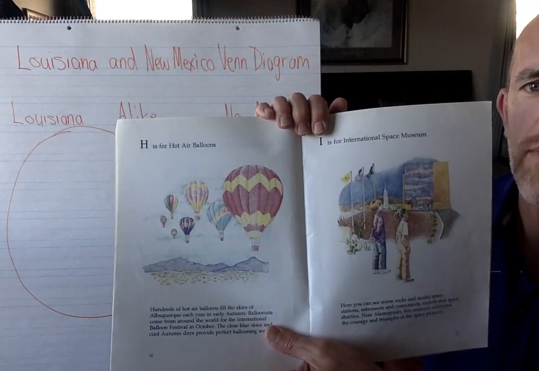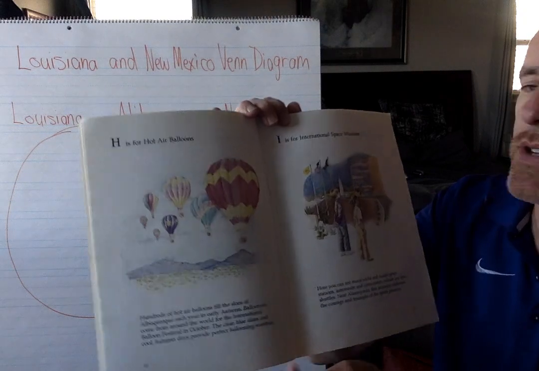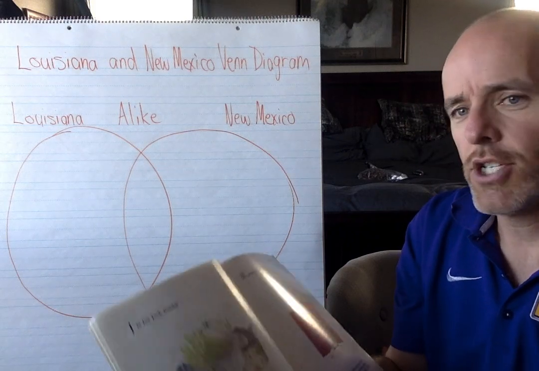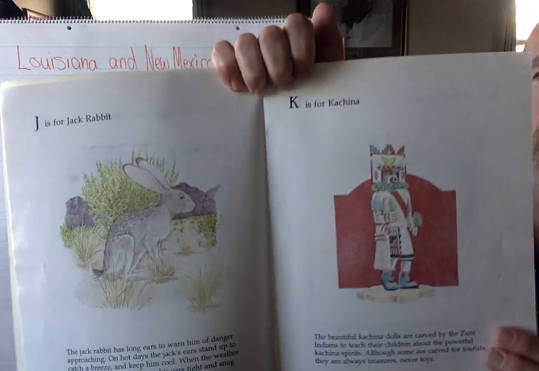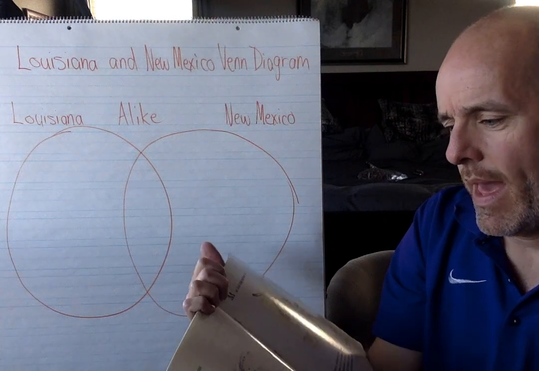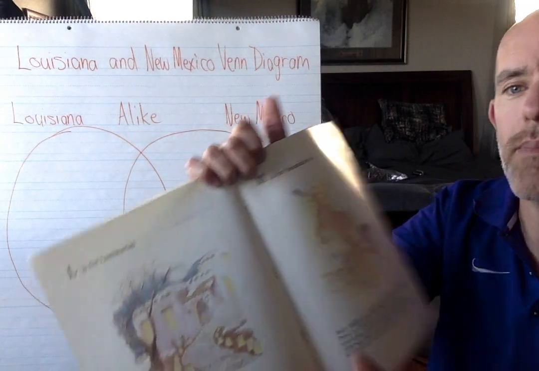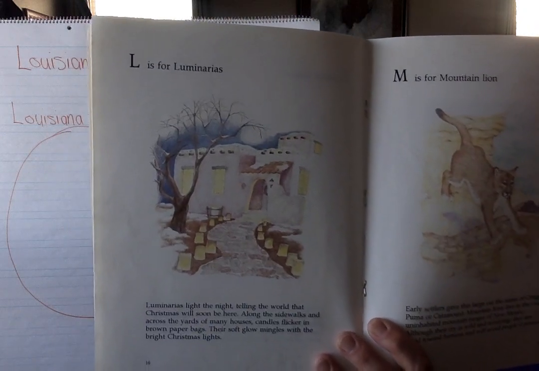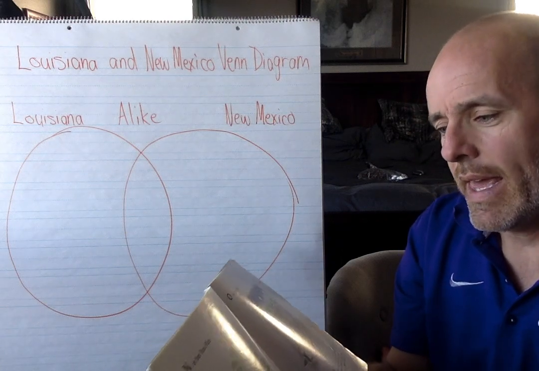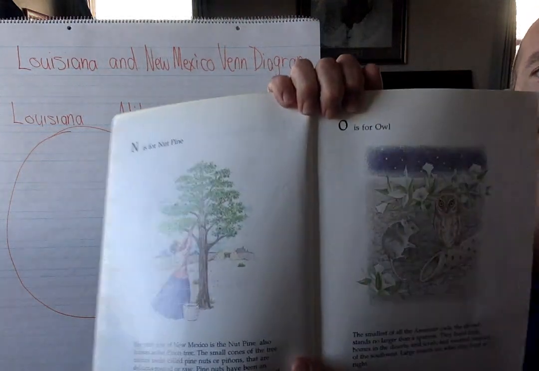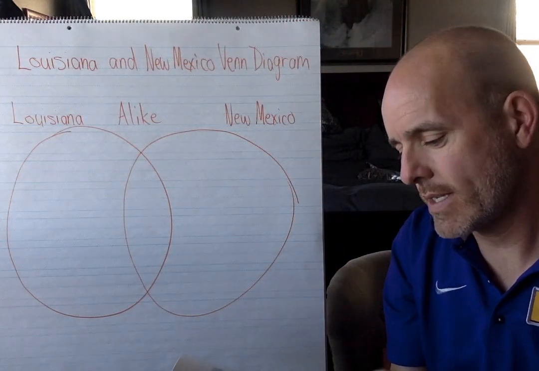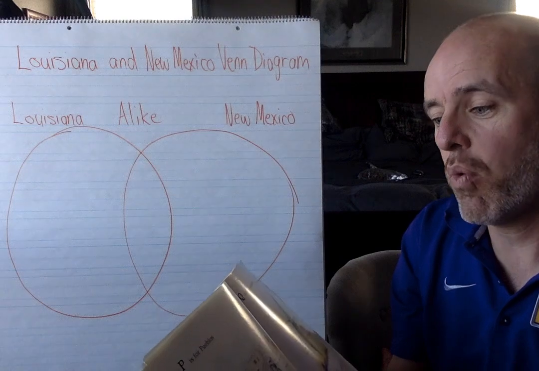H is for hot air balloons. I is for the International Space Museum. J is for Jackrabbit, and K is for Kachina. L is for Luminarias. M is for Mountain Lion. We see lots of Luminarias every Christmas here in New Mexico, not other places. N is for Nut Pine. O is for Owl. Nut pine, we can also say pinon tree. That's our state tree.